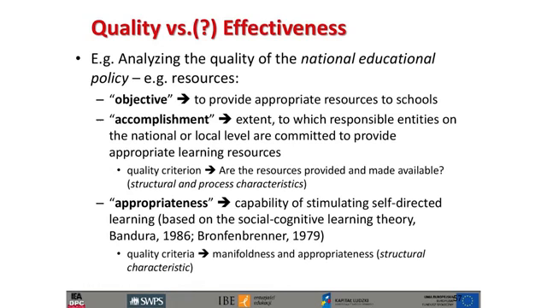So the objective could be to provide appropriate resources to schools. The accomplishment is the extent to which responsible entities on the national or local level are committed to provide appropriate learning resources. And as a researcher, you could develop a quality criterion, for example, if the resources are provided and made available. And this could contain structural and process characteristics. Of course, we have to deal with this appropriateness, and this can be defined based on the social cognitive learning theory as the capability of stimulating self-directed learning.